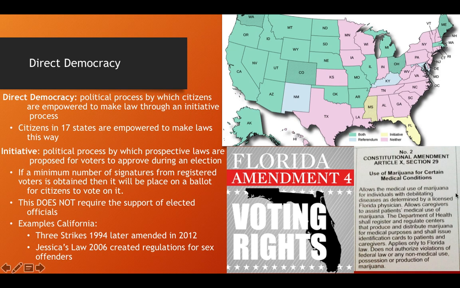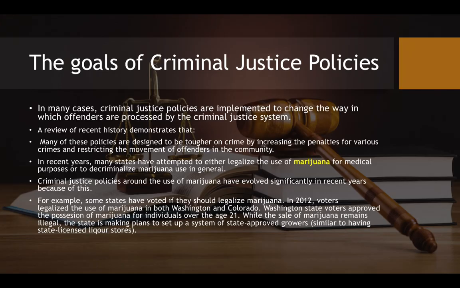Something else, which was Amendment 2, in the 2016 election, was to allow a medical use of marijuana for individuals with certain diseases, right? So again, the legislature in Florida and Tallahassee was not getting this passed, so the people collected enough signatures and we voted for it together, and it passed. So what are the goals of criminal justice policies? Now, before I get into the goals, I'm actually going to pause here and end this for part 1.